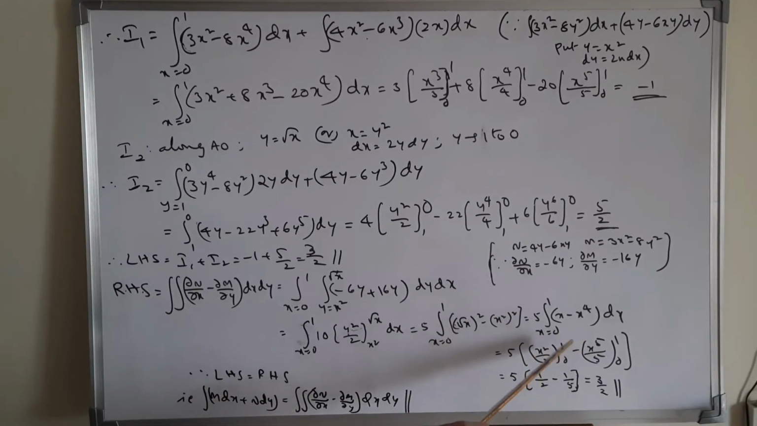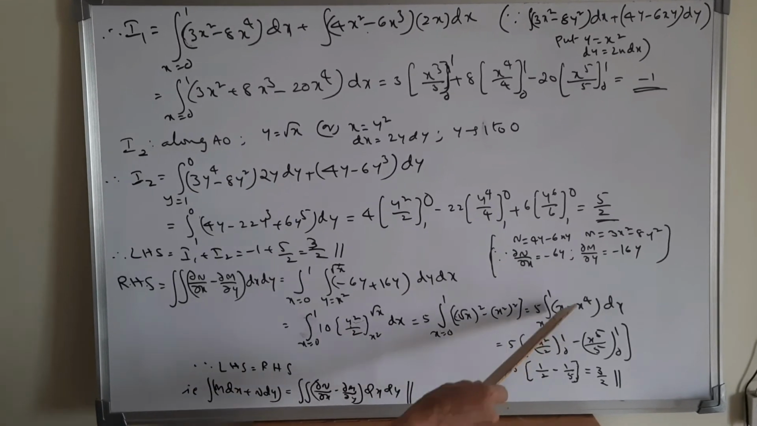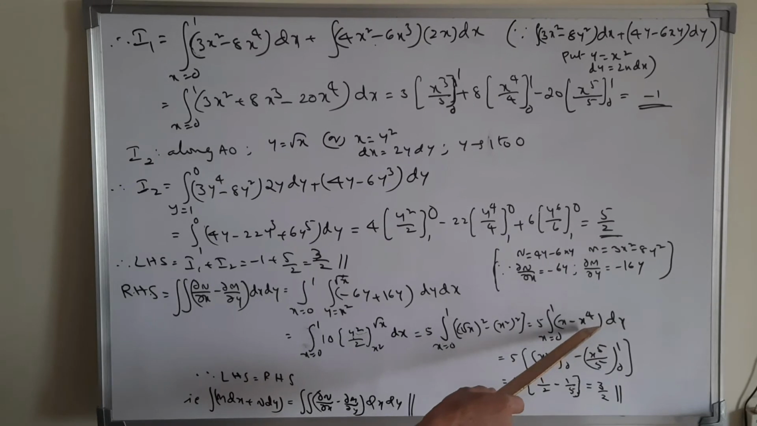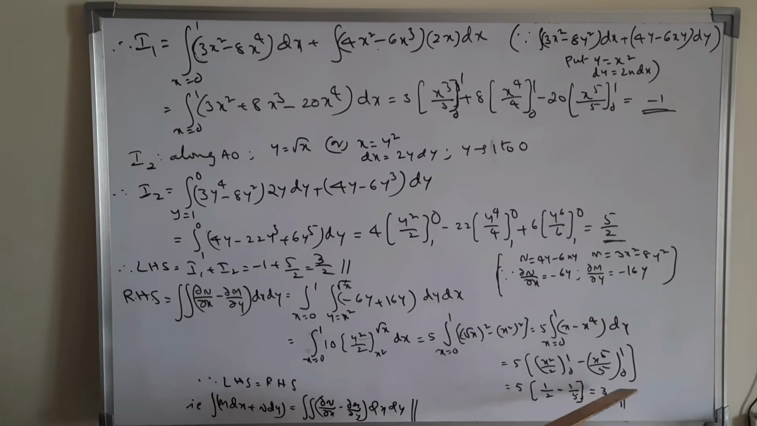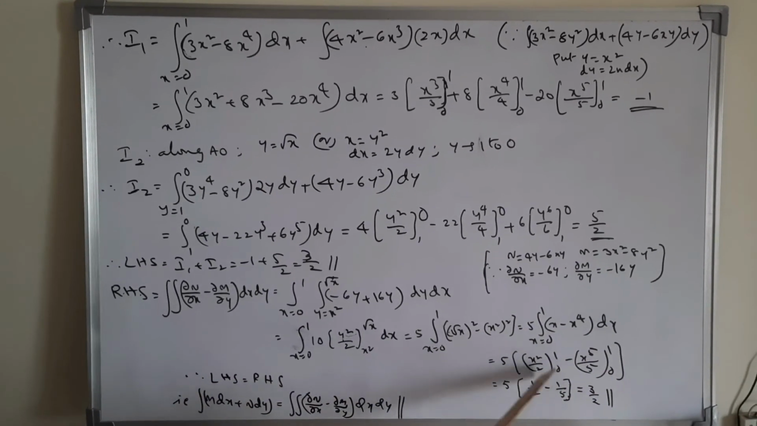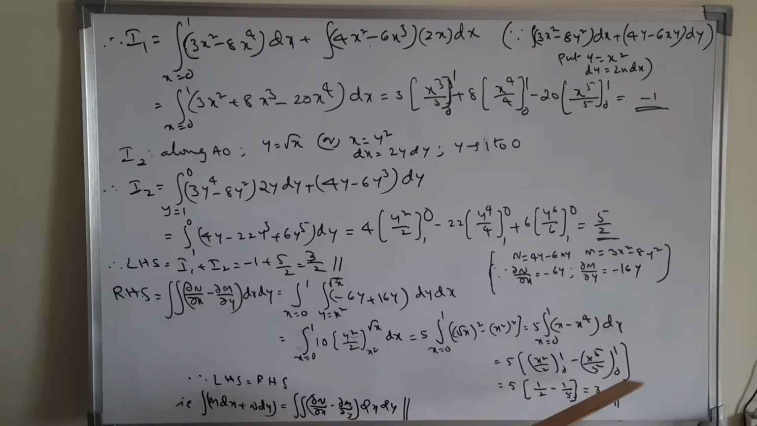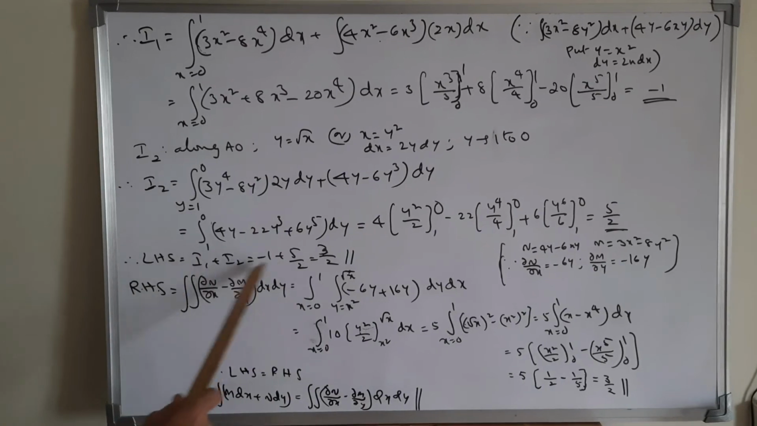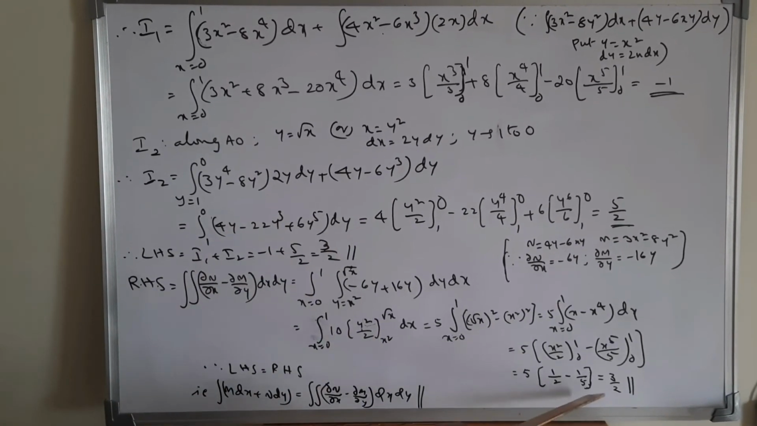So again integrate with respect to x. Here the integral of x is x square by 2, limits 0 to 1, and the integral of x to the power of 4 is x to the power of 5 by 5, limits 0 to 1. Simplifying, afterwards we get the value 3 by 2. This is the RHS. LHS is 3 by 2, RHS is also 3 by 2.